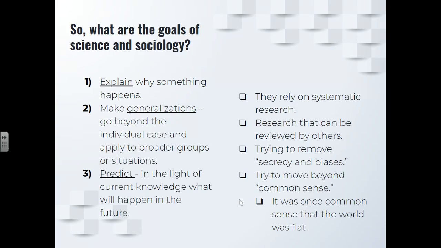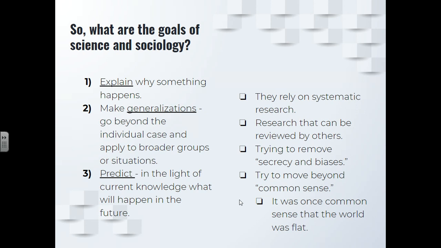Okay, so next thing we want to look at are the goals of science and sociology. All right, and so one of the main goals of sociology is to explain why something happens. Okay, it's a pretty simple idea. Let's go back to the idea of poverty. Why poverty? Explain the different factors of poverty.